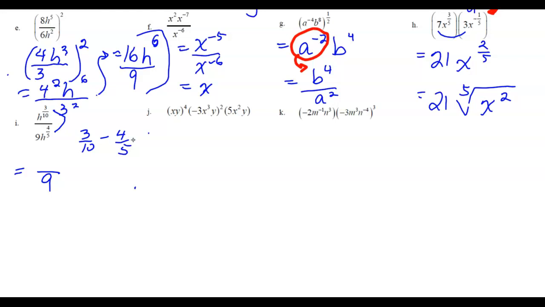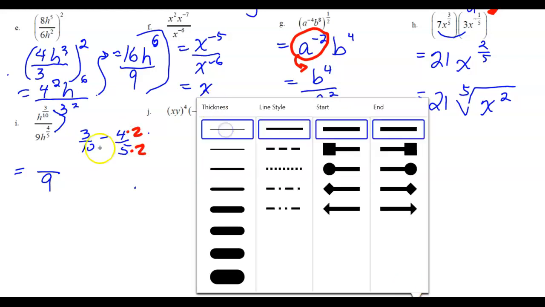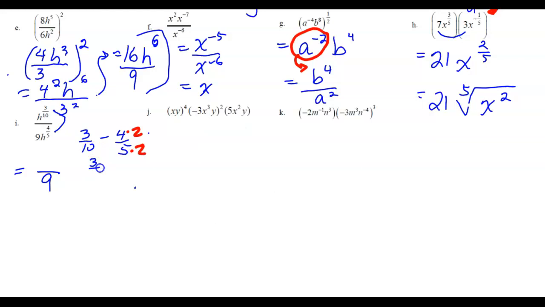So we need a common denominator. 10 is the common denominator. 50 is a common one, but 10 is the lowest. So I'm going to multiply top and bottom by 2. So that's going to be 3/10 minus 8/10. It works out to be -5 over 10, which reduces to -1/2. So that's really quite nice, actually.